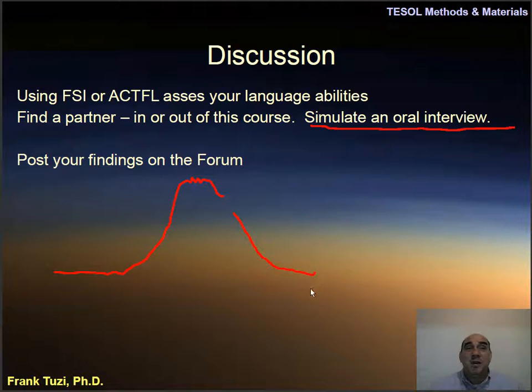I'd like you to try that with somebody. Go out and find somebody that you know is a foreigner, English is not their first language, and interview them. Do some type of oral interview where you can try to figure out where their breakdown is according to the ACTFL scale or according to the FSI scale. Find out where that break is, and that way you're going to get a little more practice in analyzing the abilities of your students.